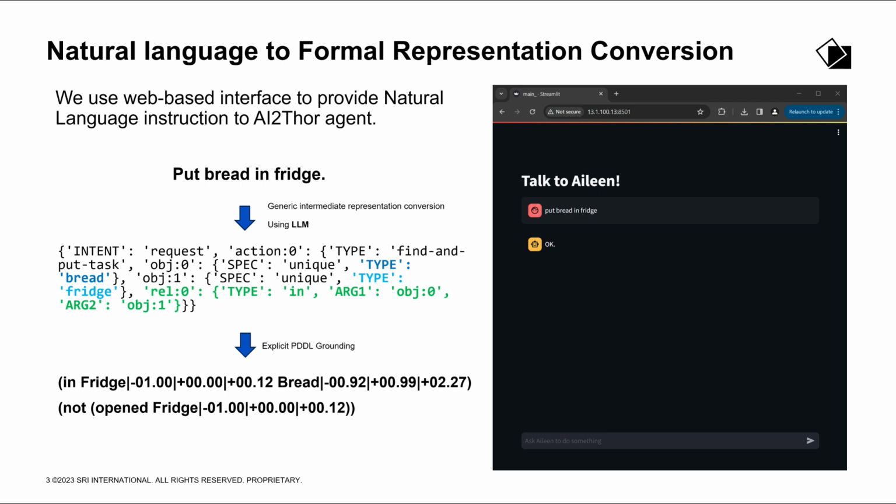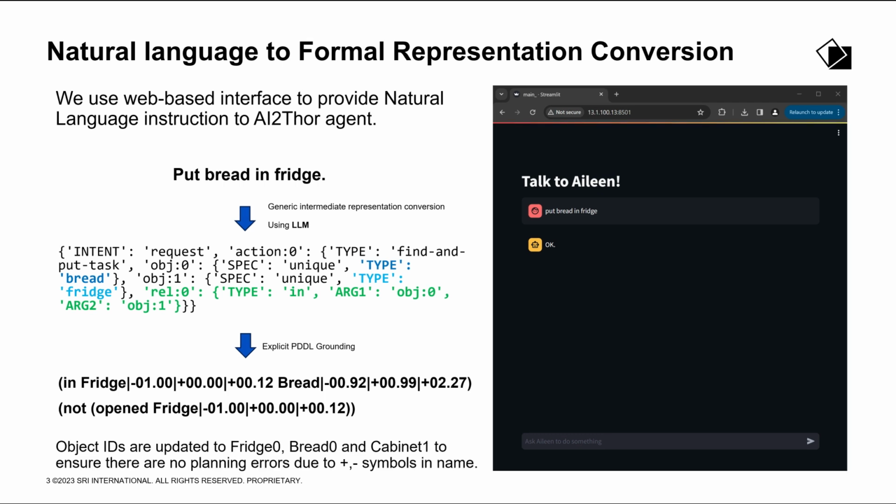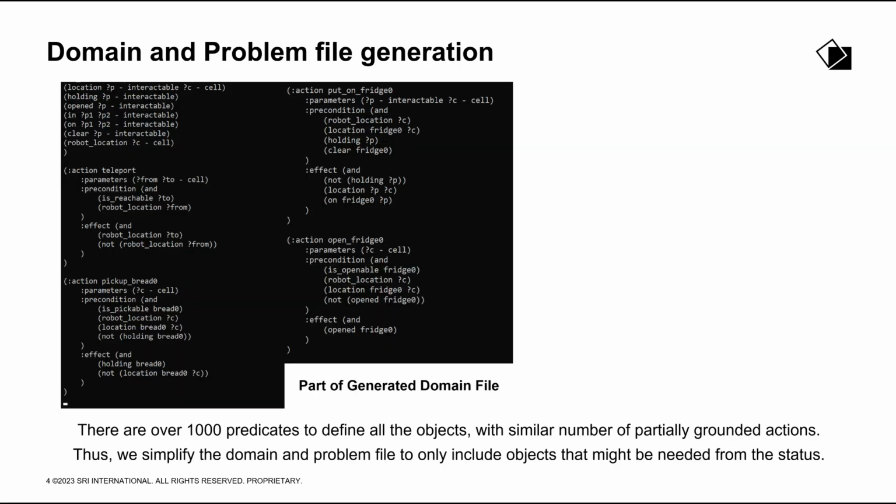Internally, we map these IDs of objects in AI2Thor with simpler IDs in the system to decrease planning errors. Where fridge ID in AI2Thor is very complex, we convert it to fridge 0 in the system. Domain of the environment is constructed using robots' capabilities. On the left, you can see the PDDL description of actions teleport, pick up, put and open fridge.